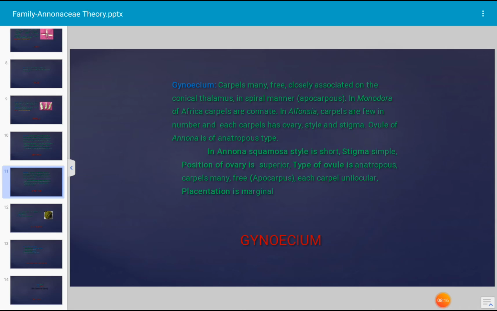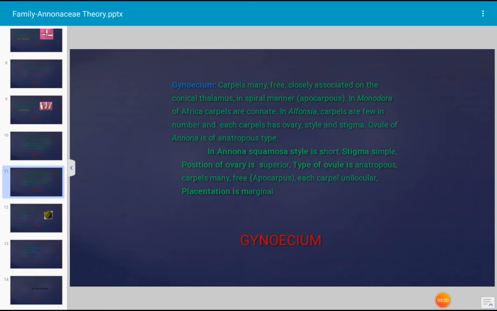Carpels are many and they are free and closely associated on the conical thalamus in spiral manner. Such free carpels are described as apocarpous condition. Apocarpous, in taxonomic language. And in Monodora, the name of a plant that occurs in Africa, the carpels are connate. In Alphonsea, one more plant, carpels are few in number and each carpel has ovary, style and stigma. Ovule of Annona is anatropous type.